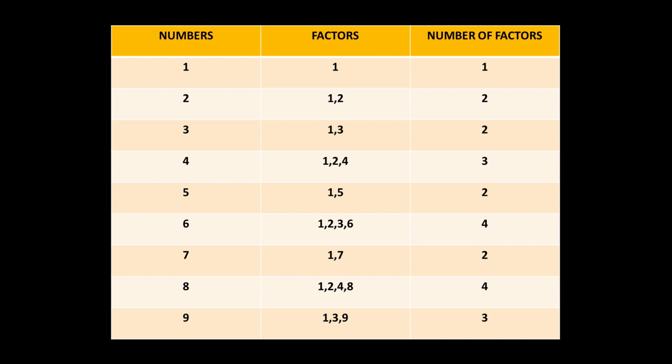But in the other cases such as 4, 6 and 8, we can see that these numbers have factors other than 1 and that number itself. So there are more than 2 factors in these cases. So depending upon the number of factors, we can classify these numbers into prime numbers and composite numbers.